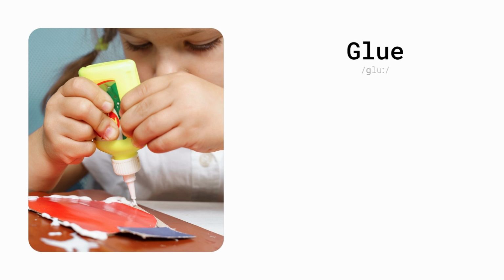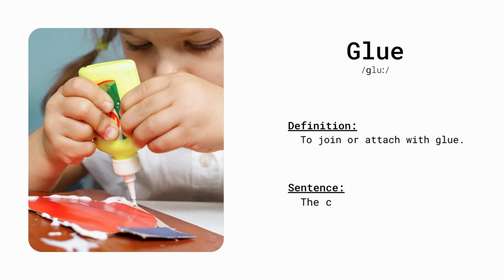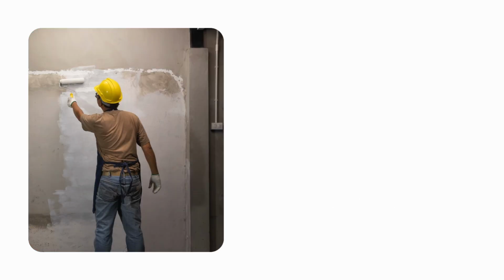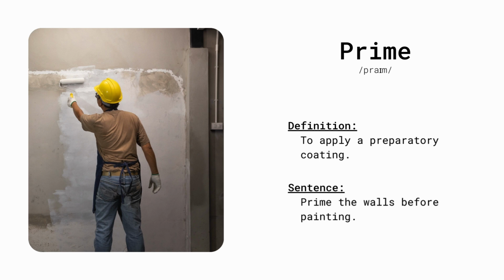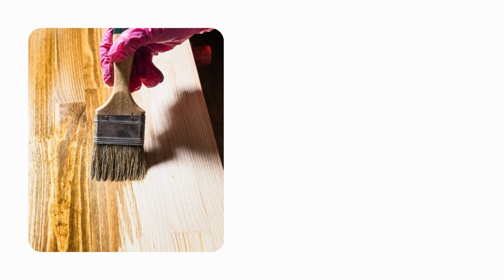Glue. To join or attach with glue. The craftsman will glue the pieces of the model. Prime. To apply a preparatory coating. Prime the walls before painting.